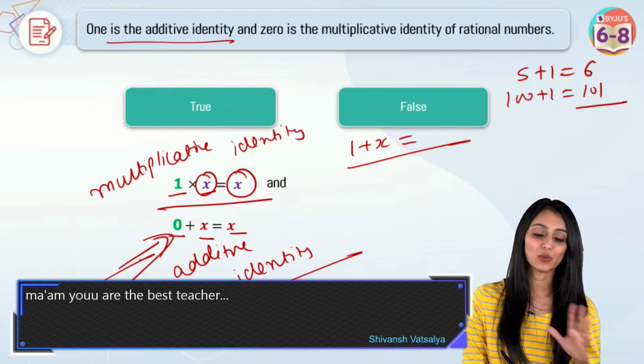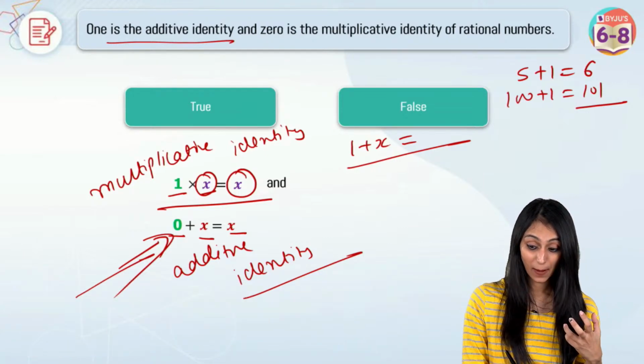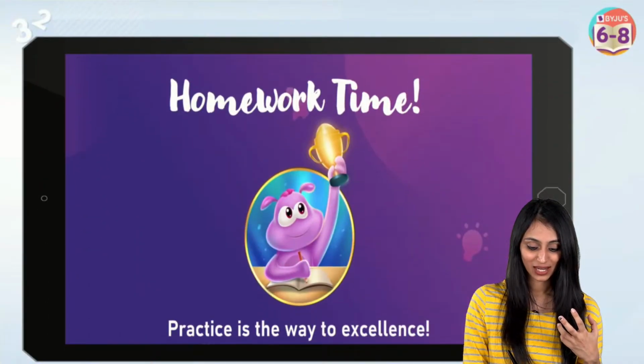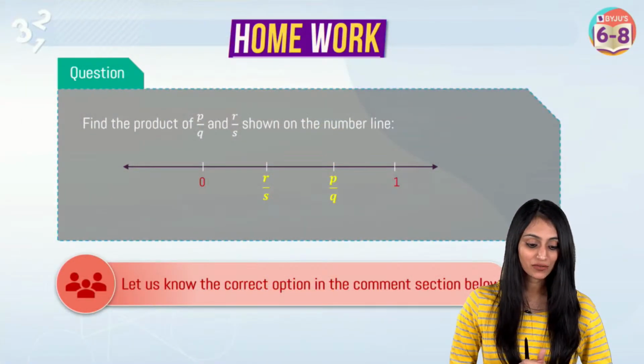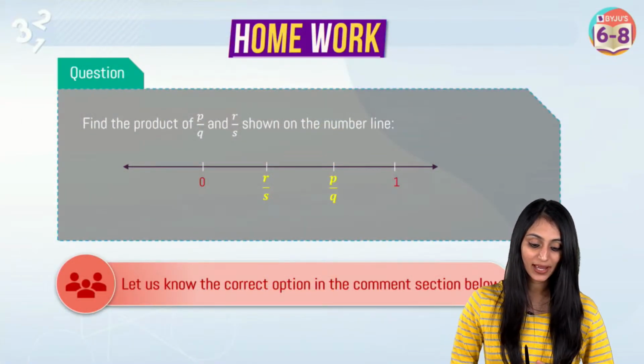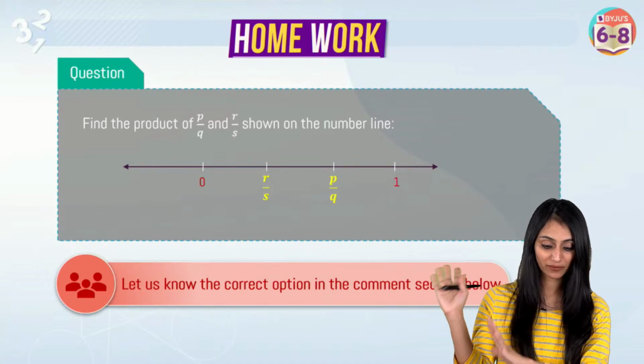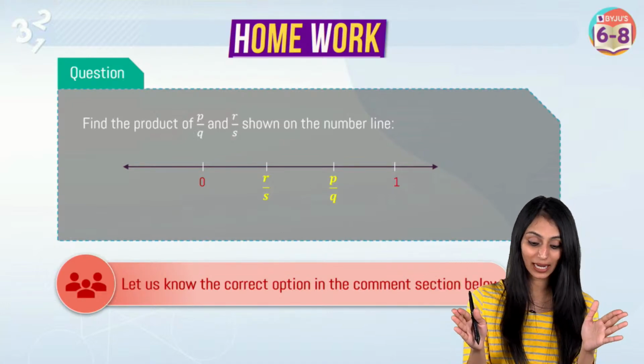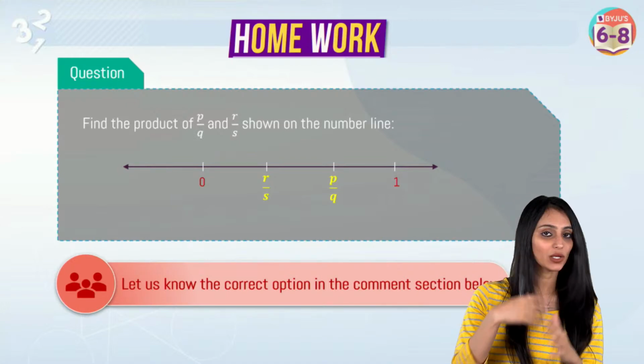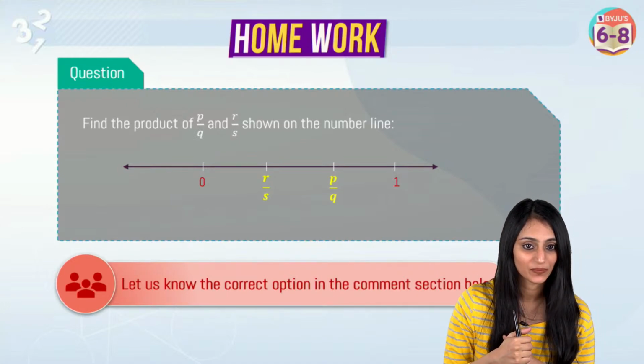So these were the questions that we have in this session, but now it's homework time. The question is: find the product of P by Q and R by S, which is shown on this number line. You can let us know the right answer in the comment section. You can answer this question after this session.